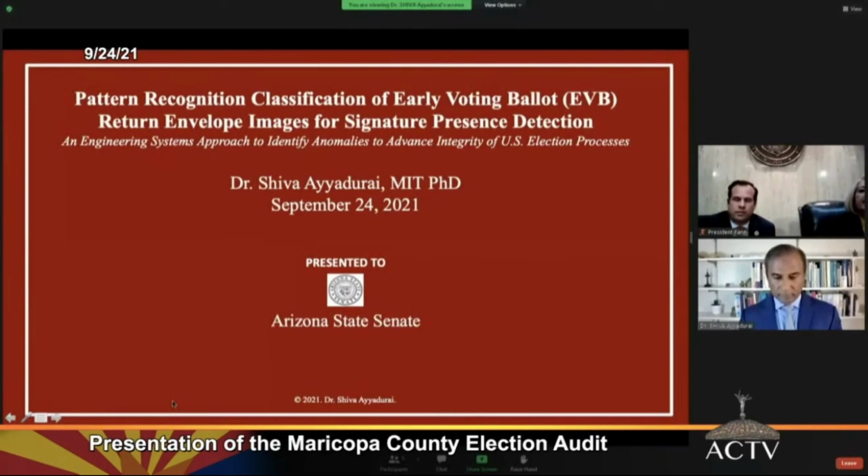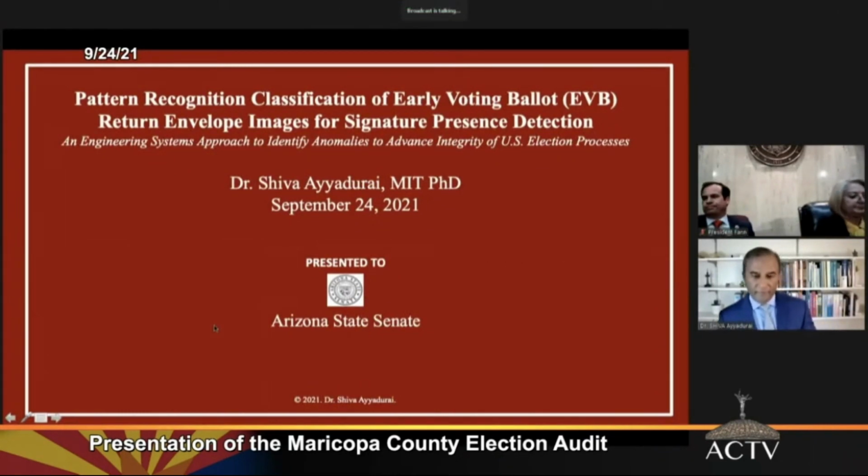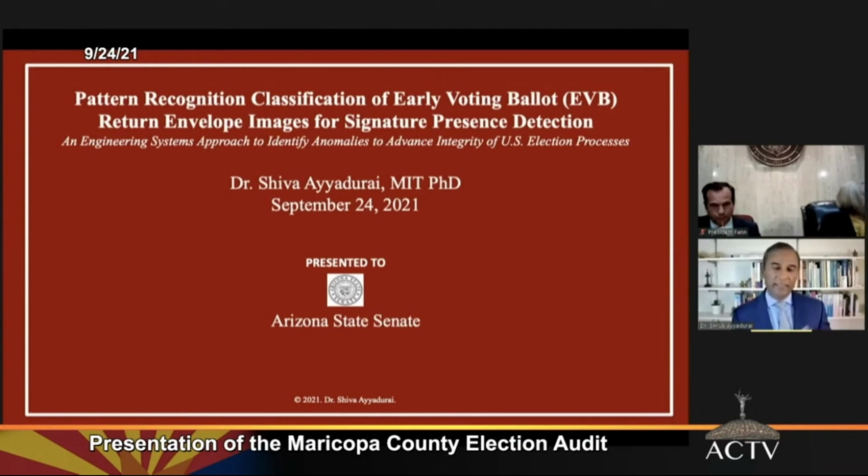So today, as President Fann said, I'm going to be sharing with you a particular area that we looked at, which was the early voting ballot return envelope images. And that's what I'm going to share with you. So let me begin. I'm going to start up the PowerPoint, and I think I need to share the screen here, so let me see if I can share first. There we go. That worked. Okay, and so the title, as I said, is Pattern Recognition Classification of Early Voting Ballot Return Envelope Images for Signature Presence Detection. We're not doing signature detail verification, but we're doing signature presence detection, and we're taking an engineering systems approach.